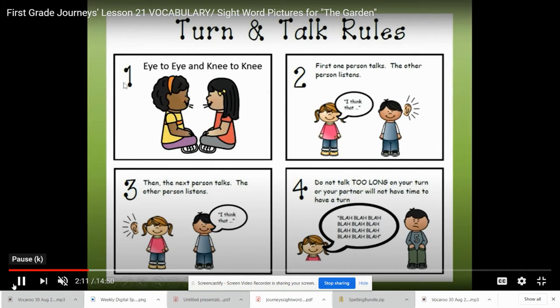All right, if you're at home though and you do have a partner, you want to make sure that you are sitting eye to eye and knee to knee. You want to make sure that each person has a turn to talk. When one person talks, the other person is listening, and then the other person talks while that person listens. But don't talk too long on your turn, or there won't be enough time for everybody to have a turn to talk. So keep it short.